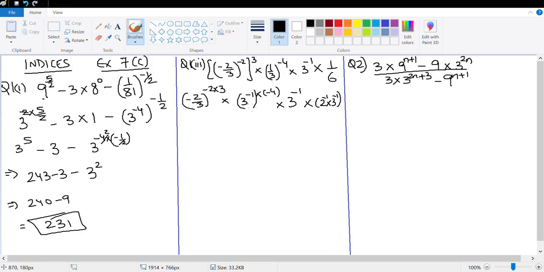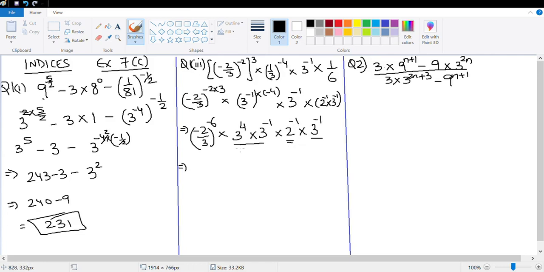I have taken, let me try and take these also in the numerator. So this is negative 2 to the power upon 3 to the power, I have not written it clearly, negative 2 upon 3. Negative 2 into 3 is negative 6, multiplied with 3, negative 1 into negative 4, that's positive 4, into 3 to the power negative 1 into 2 to the power negative 1 into 3 to the power negative 1. Now I know these have the same base, so the powers can be added.